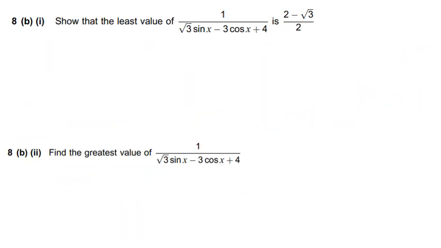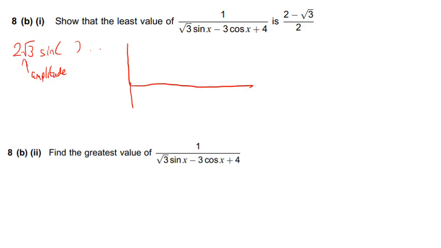Okay, so 8b part 1, we need to show that the least value of this function, so 1 over the thing we've just been dealing with, has this value. Well, let's just draw this graph. So we had, when we put it in a different form, 2 root 3 times sine of all the rest. Now, what does this represent? This represents the amplitude of the oscillations. And everything is being shifted up by 4.